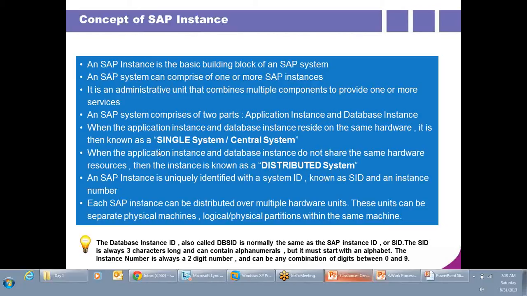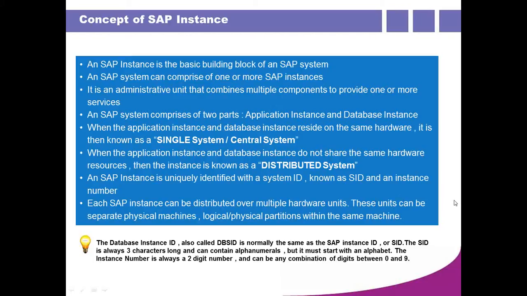And SID, as I told, we have certain conditions to follow for the SID. It is a 3-character name. SID is nothing but the name of your SAP system and the database also. Usually we can give any name to SAP and database. There is no rule that you should give the same name to SAP and database, but it is recommended to give the same name. Why?